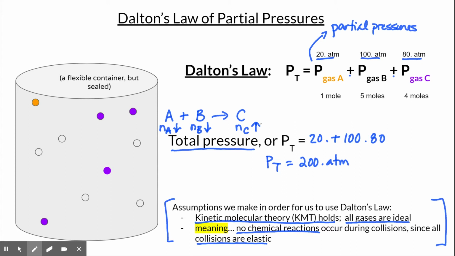So just to make things simple, we just assume that none of this goes on, that there are no chemical reactions, and that all gases are acting ideally. It's just easier for us as far as calculations go, because if chemical reactions were indeed occurring, then we need to worry about gas stoichiometry on top of everything else. That's for next class, but for today, let's keep things simple and assume that KMT will hold.